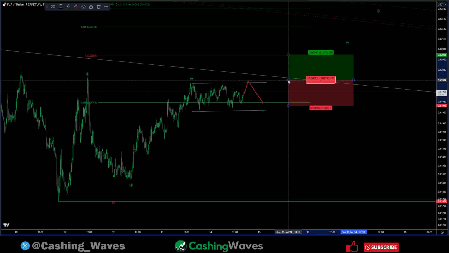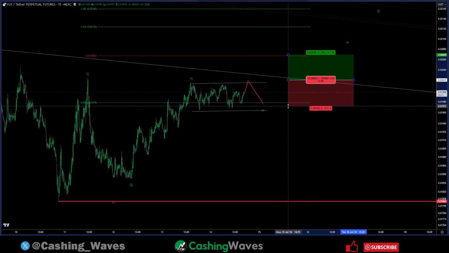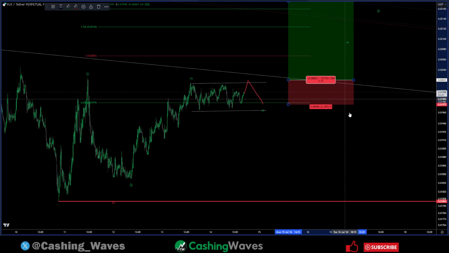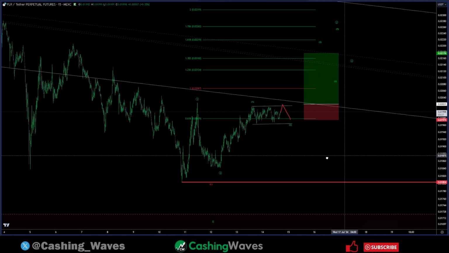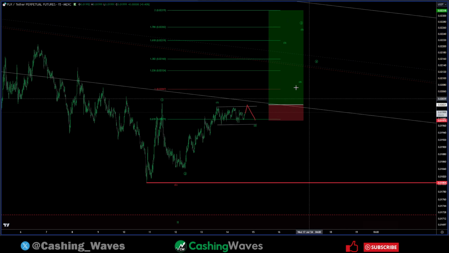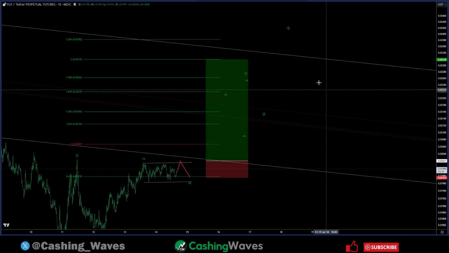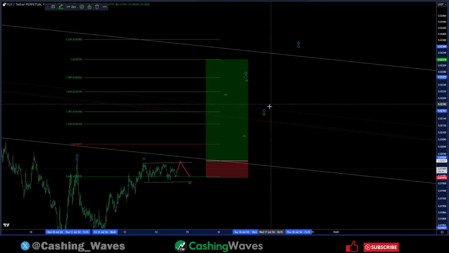I would wait for the break, stop at wherever the pivot is. So if it makes this move as an ABC, my stop would go here, and I'd be targeting up around the 200%. So like a 14% move. It's a nice trade. It's 6-1, right? But that's what I would do.